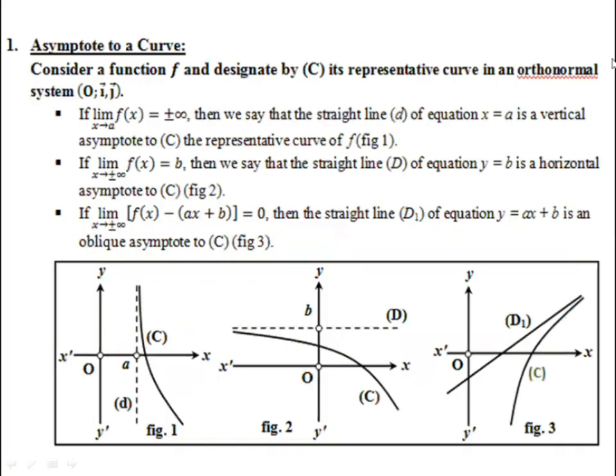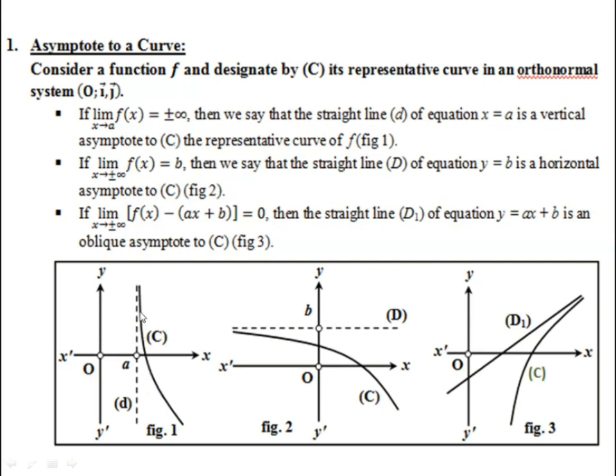First, asymptote to a curve. Consider a function f and designate by C its representative curve in an orthonormal system OIJ. If the limit of f of x as x tends to a, where a is a real number, equals plus or minus infinity, then we can say that the straight line d of equation x equals a is a vertical asymptote to the curve C.